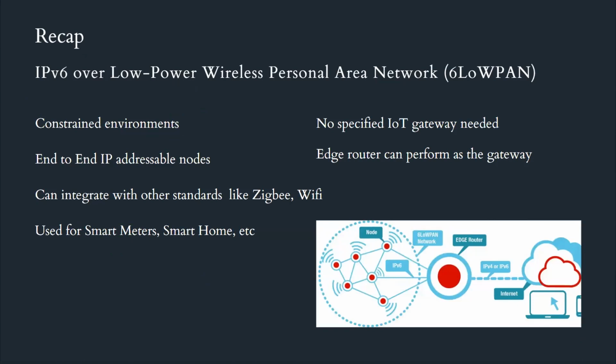The 6LoWPAN protocol is therefore used for constrained environments, and it is useful for low energy, low bandwidth scenarios. So low energy or low power and low bandwidth scenarios.